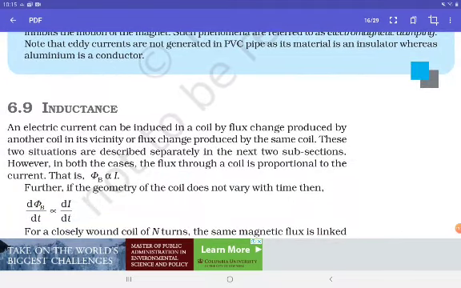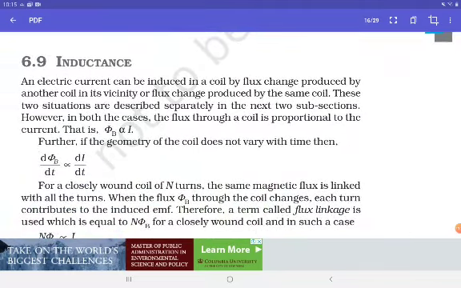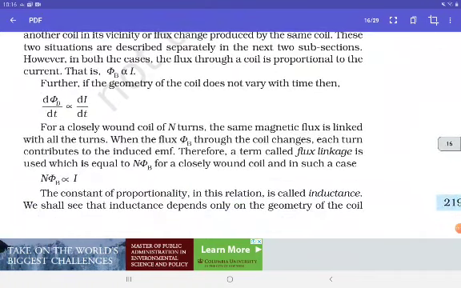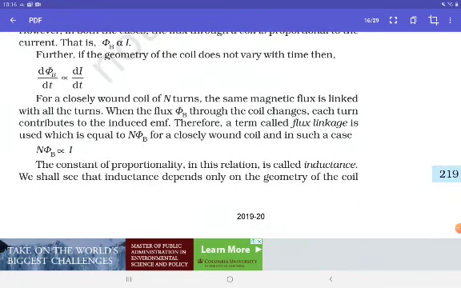Next is inductance. An electric current can be induced in a coil by a flux change produced by another coil in its vicinity, or by a flux change produced by the same coil. These two situations are described separately in the next two subsections. However, in both cases, the flux through a coil is proportional to the current, that is, phi B is directly proportional to I. Further, if the geometry of the coil does not vary with time, then d phi B by dt is directly proportional to dI by dt.